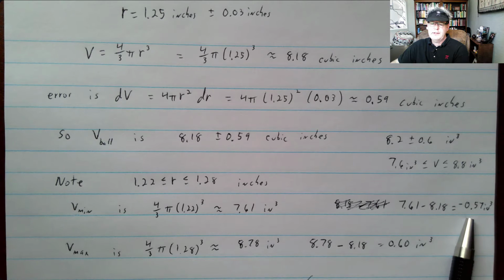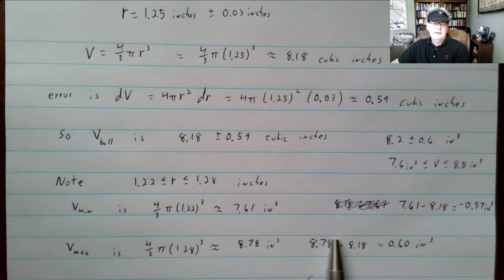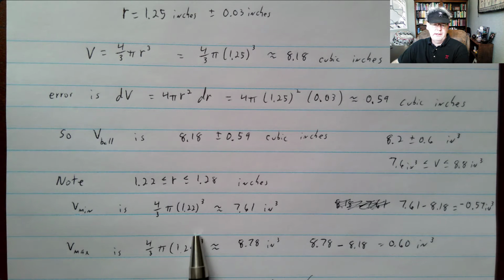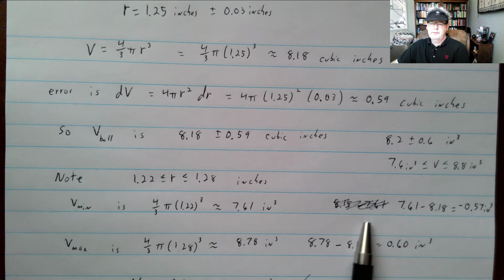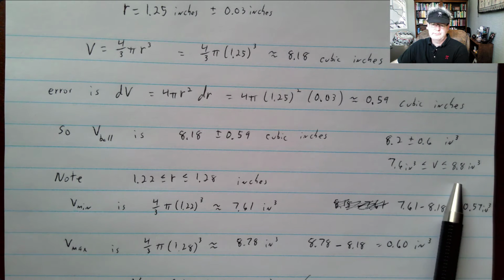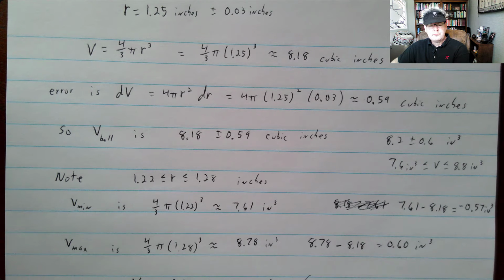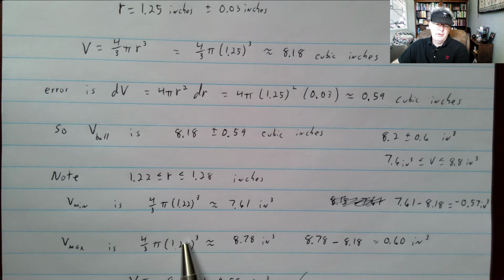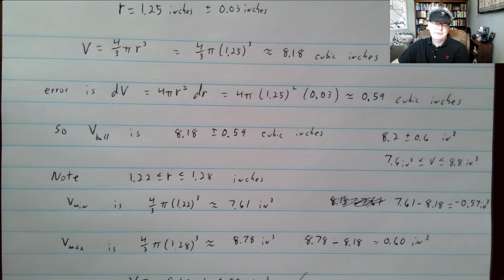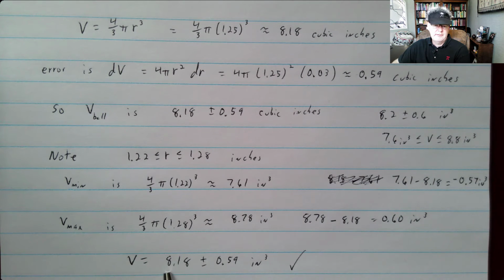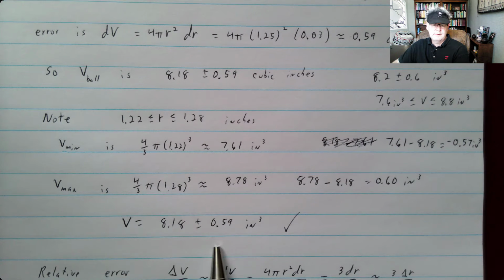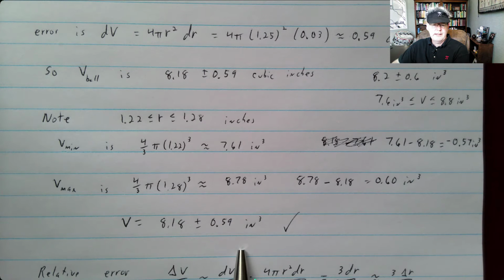More precisely, it's 0.57 cubic inches less than the 8.18. The max volume for R in that range would be 4/3 pi times 1.28 cubed, 8.78. So that's exactly 0.6 cubic inches more than the 8.18. And again, it's within this interval where I rounded to the tenths place. So we can find the exact. It wasn't too hard in this case, but as problems get more complicated, differentials really don't get more complicated, whereas the formulas for finding the exact would. Anyway, the true volume is in that interval.